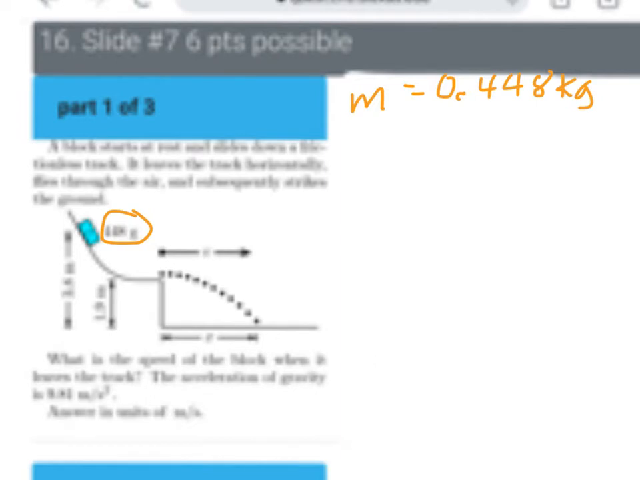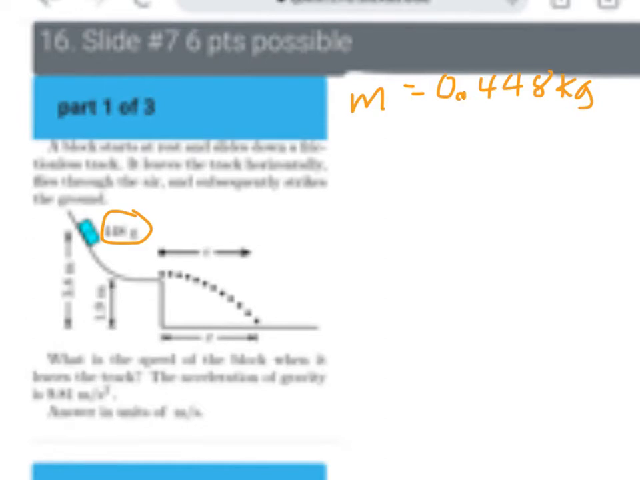But the first step we want to do is make sure we convert the mass. They give us the mass in grams, and we want to convert that to kilograms. Easy step, just divide by 1,000. So my mass originally was 448. That's going to go to 0.448.